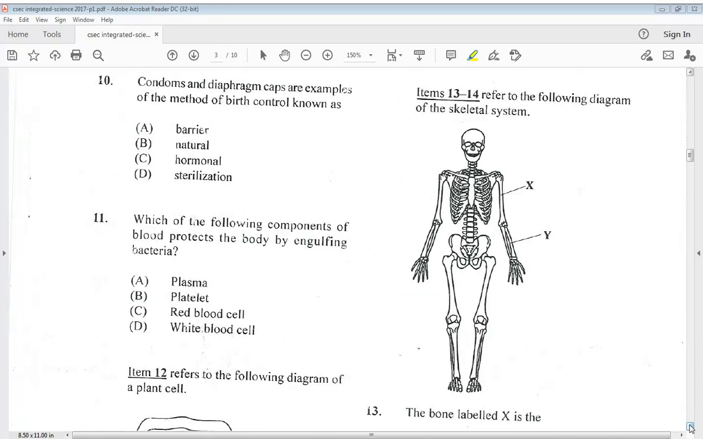Condoms, diaphragms, and caps are examples of the method of birth control known as A, barrier, B, natural, C, hormonal, D, sterilization. So this is A, barrier. 11 says, which of the following components of blood protects the body by engulfing bacteria? A, plasma, B, platelet, C, red blood cell, D, white blood cell. This is easy. This is another repeat question. D, white blood cell.